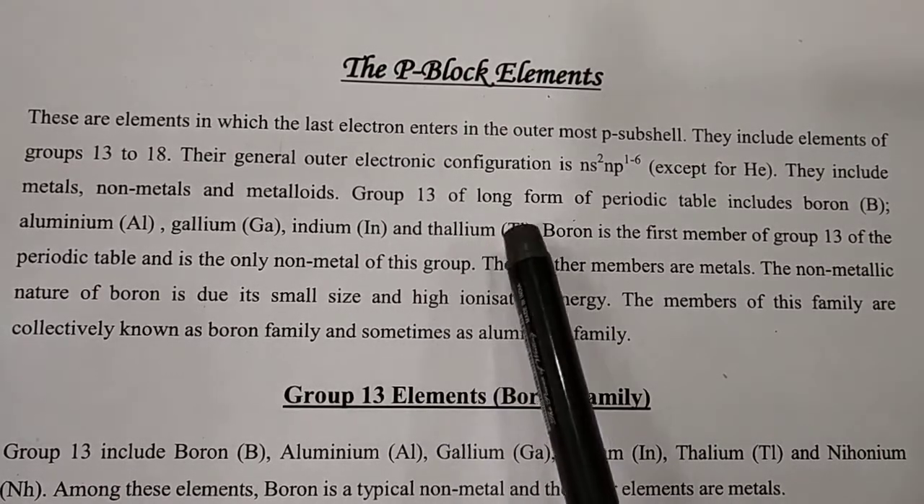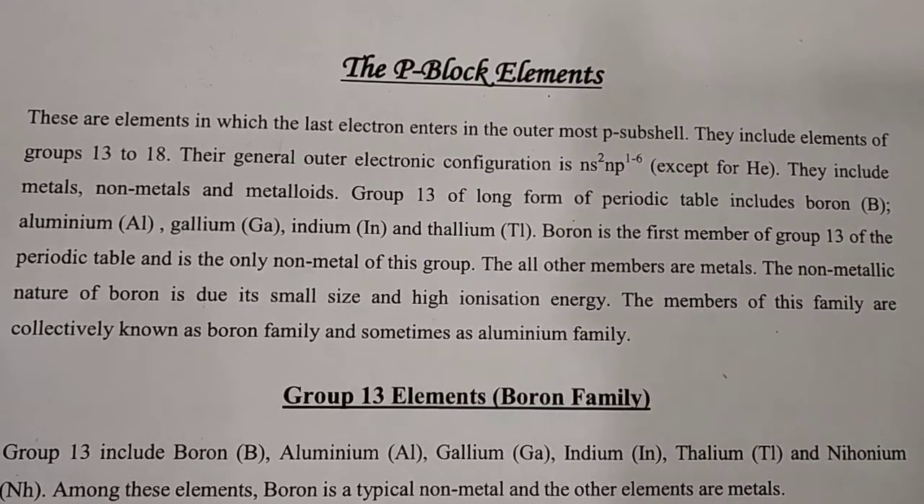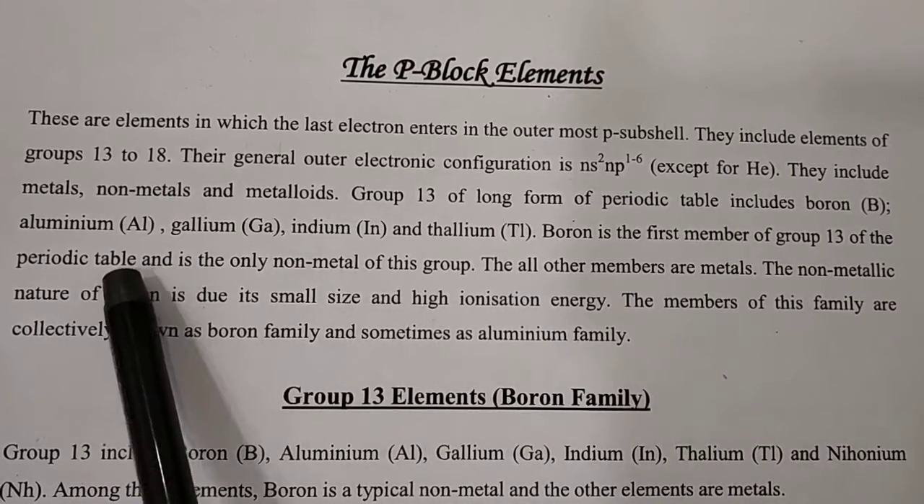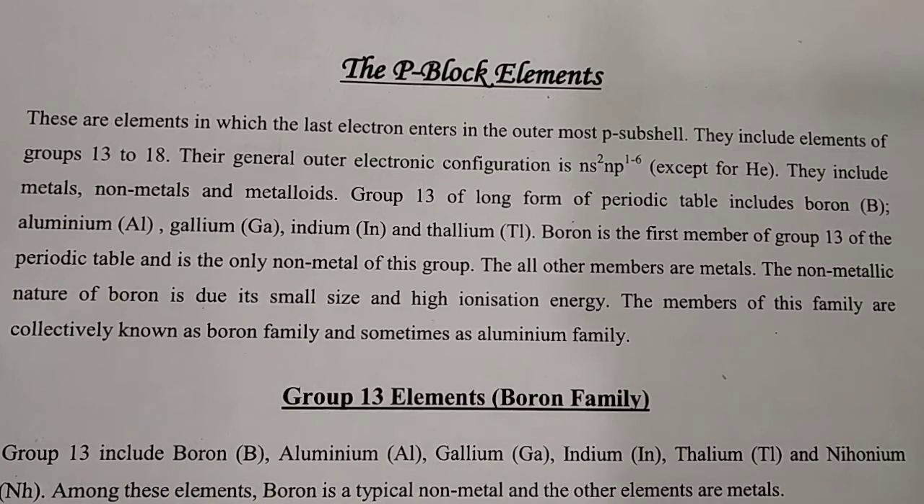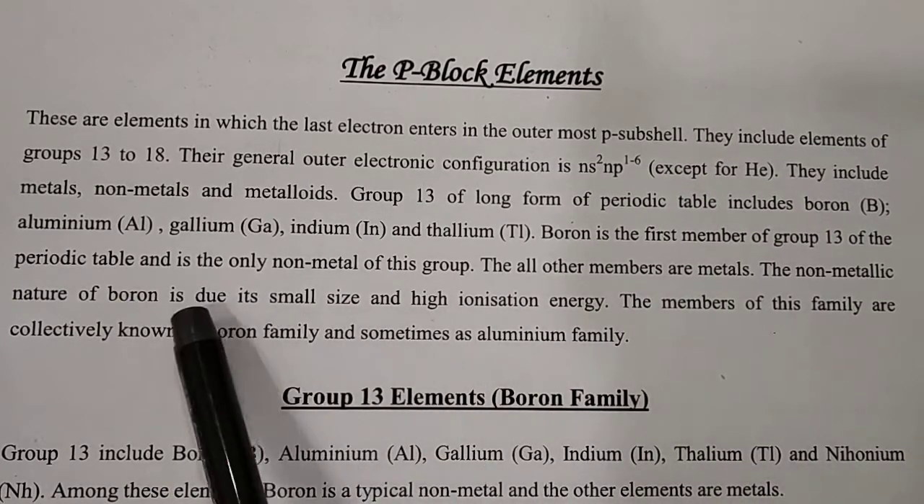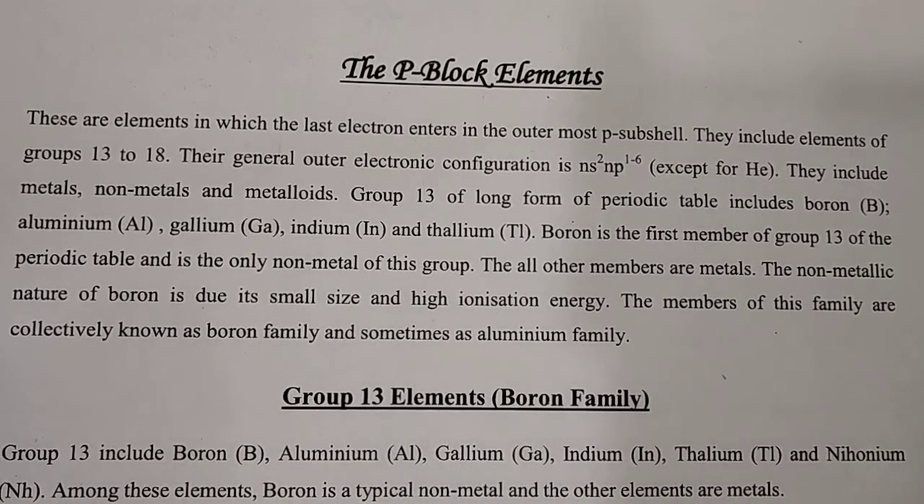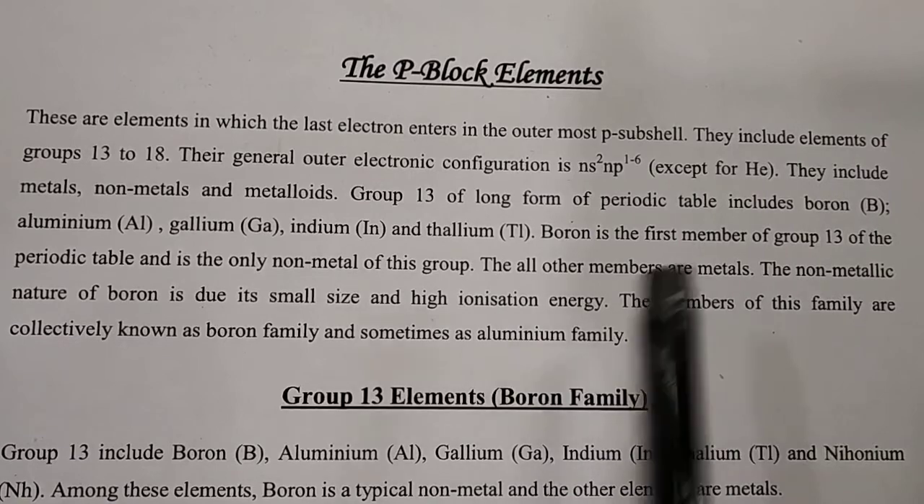Group 13 of the long form of the periodic table includes boron, aluminium, gallium, indium, thallium. Boron is the first member of group 13 and in the periodic table is the only non-metal of this group. Obviously topmost family member जितने भी हैं वो सारे के सारे non-metal हैं. जैसे जैसे नीचे चले जाओगे ग्रुप के अंदर metallic characteristics increases. The all other members are metals.